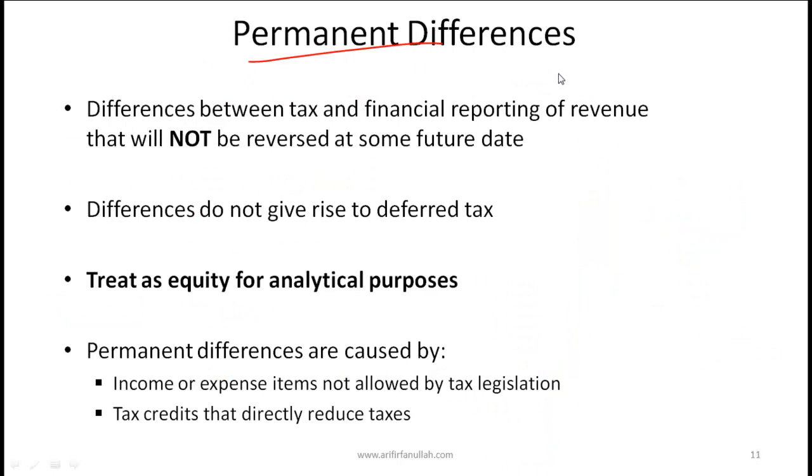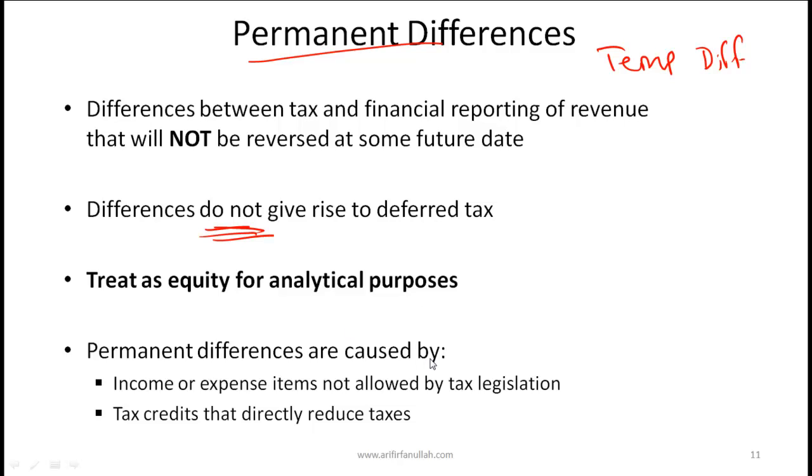Temporary differences, what we have talked about so far, are called temporary because they reverse. However, if differences between tax and financial reporting of revenue will not reverse at some point in the future, then we say we have permanent differences. These permanent differences do not give rise to any sort of deferred tax, and we should treat them as equity for analytical purposes.